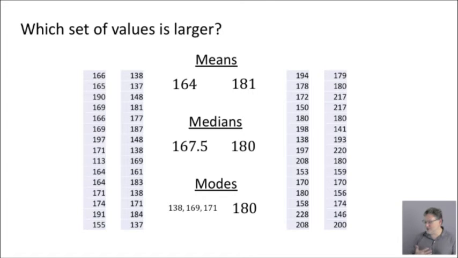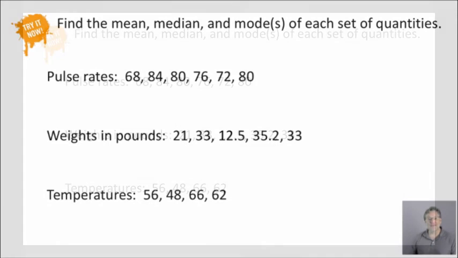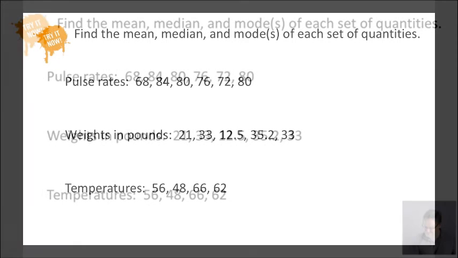So take some time to do this yourself here. I've got 3 different sets of data there. There's pulse rates, where I've got 6 pulse rates. There are 5 different weights in pounds there, and there are 4 different temperatures. Calculate the mean, the median, and the mode for each one of these. Take some time to do that.